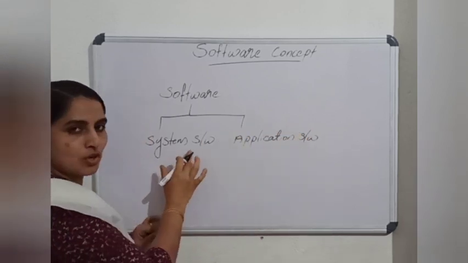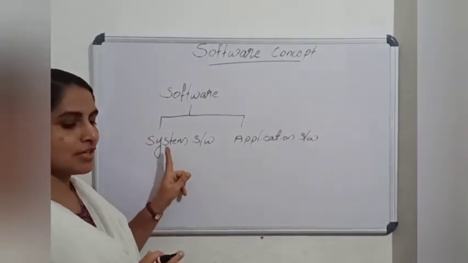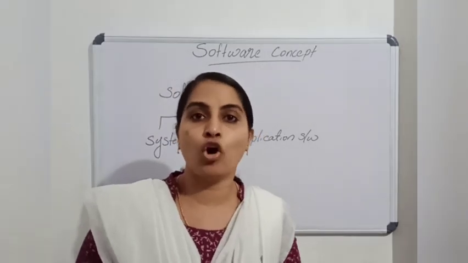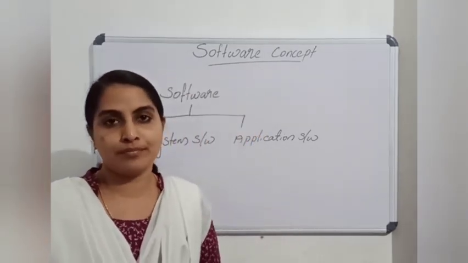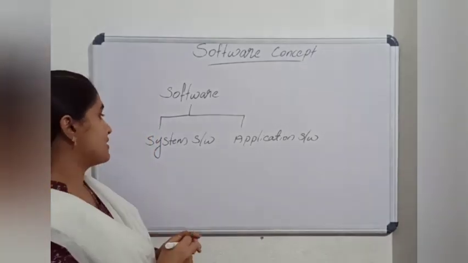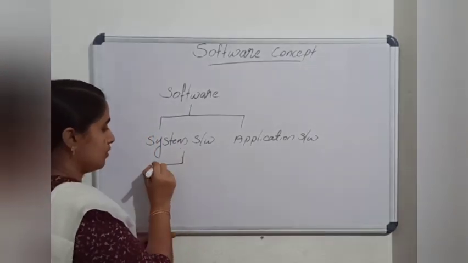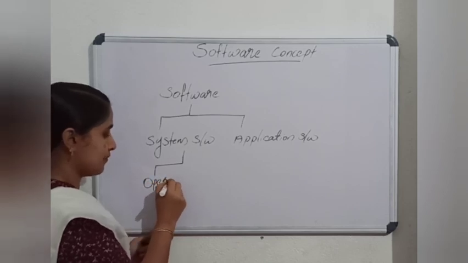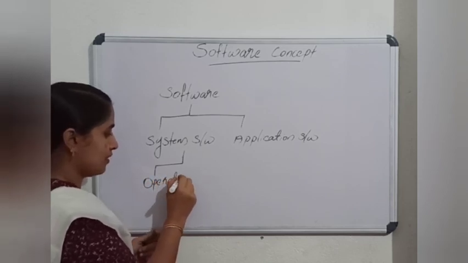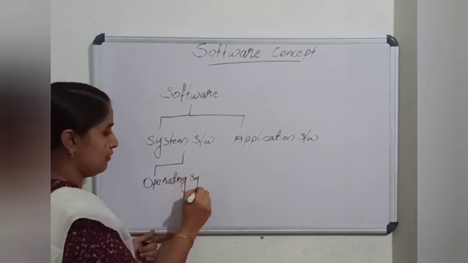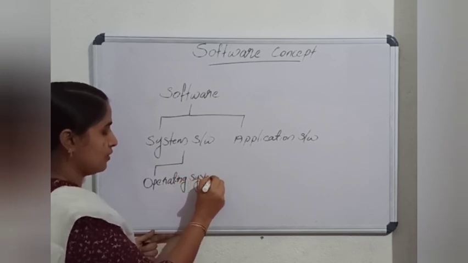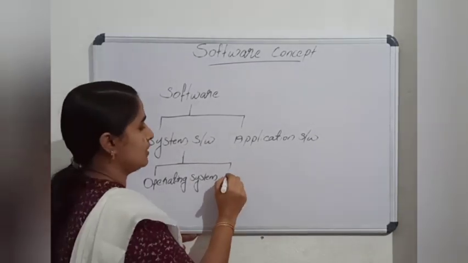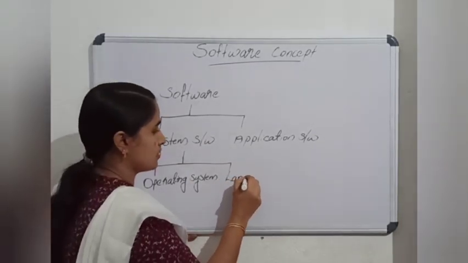What is system software? The system software controls the internal operation of the computer. Some examples. One of the system software is the operating system, that is a familiar thing. And another type of system software is language processors.